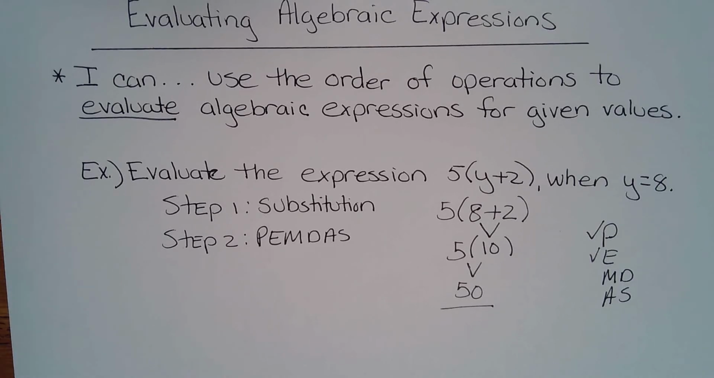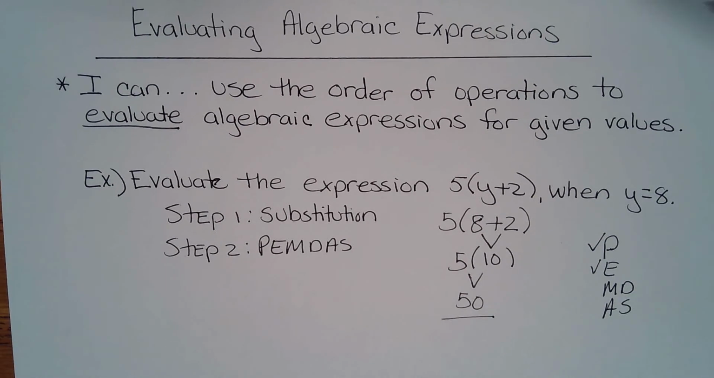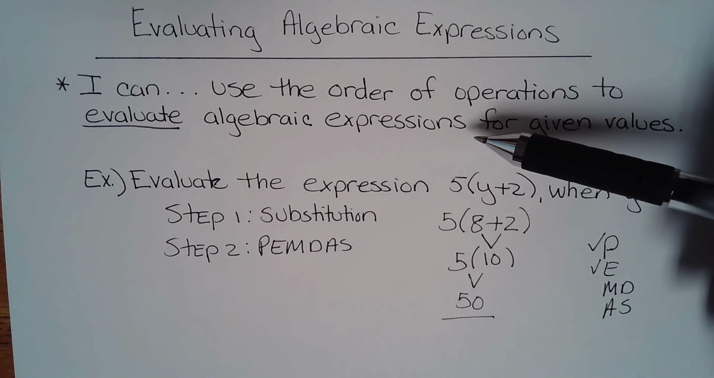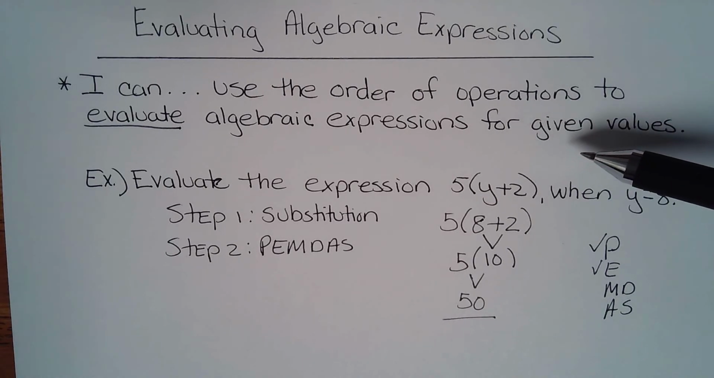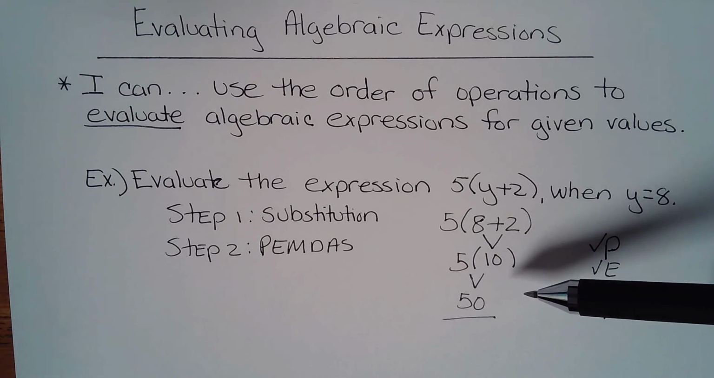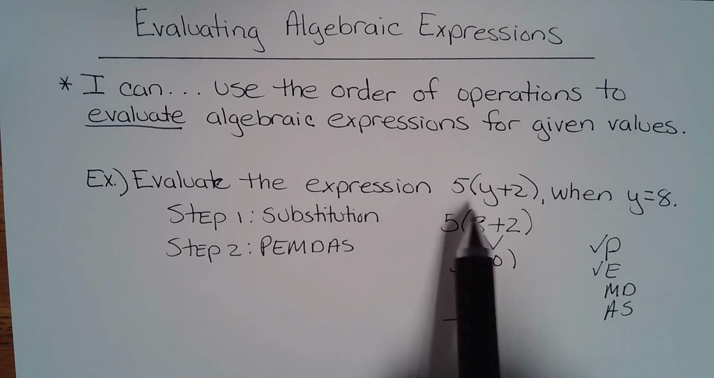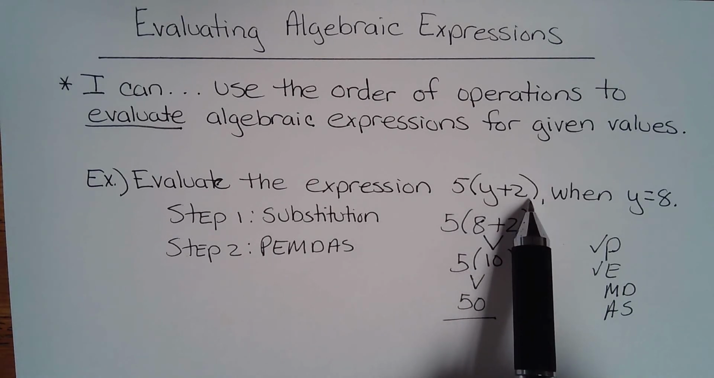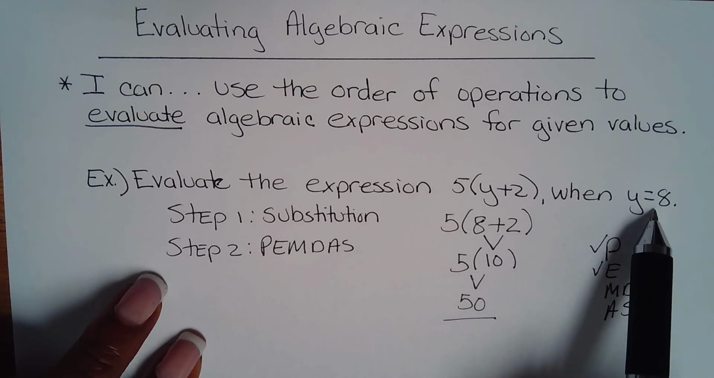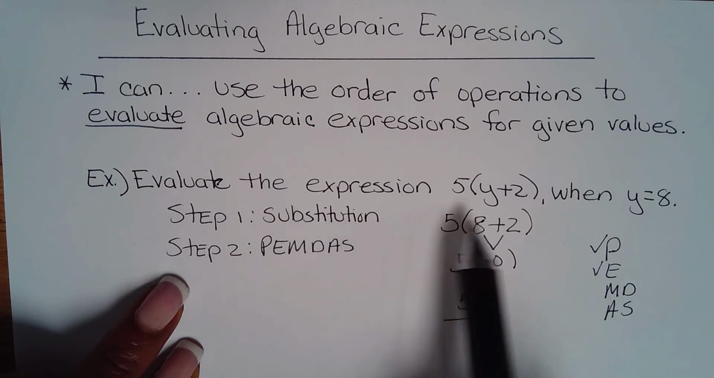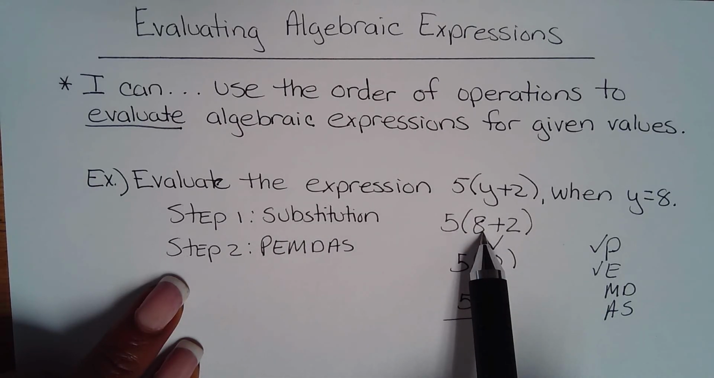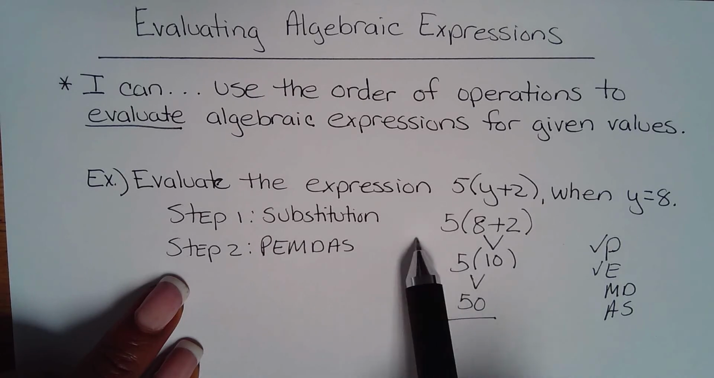So let's recap real quick. We are evaluating algebraic expressions. The goal is to use substitution and then order of operations when given a particular value for your variable to find your final solution. Our example was 5 times (y plus 2). They want us to evaluate this expression when y equals 8. So our step 1 was substitution. We replaced y with 8. Everything else from the original problem stayed the same.